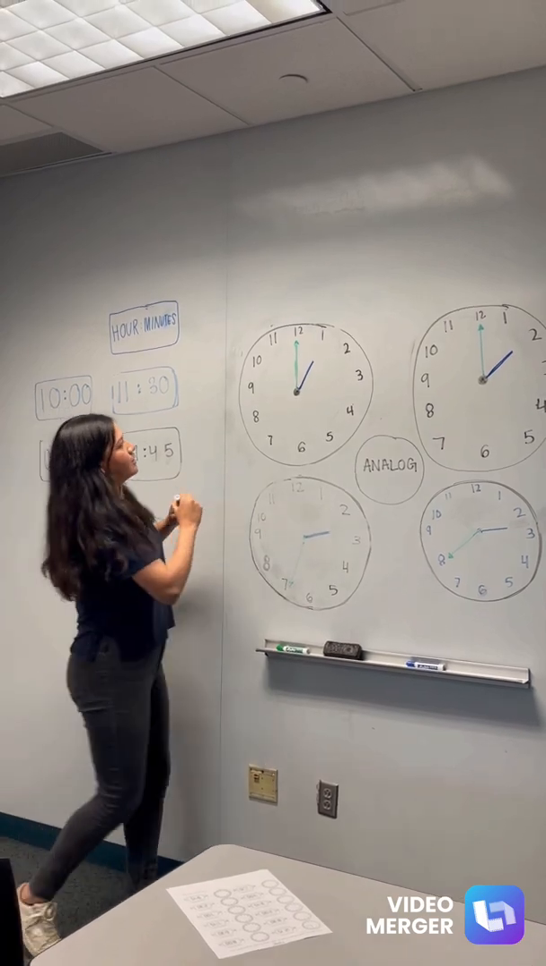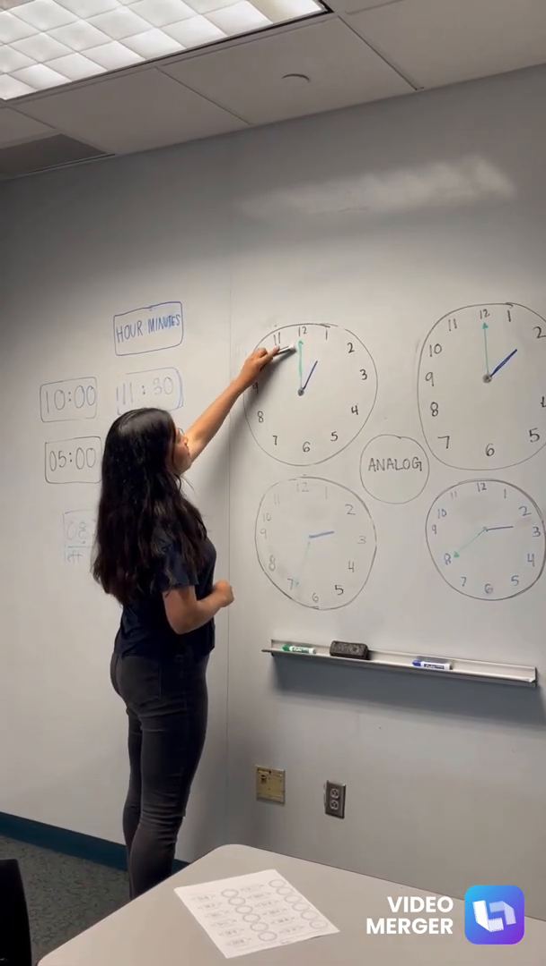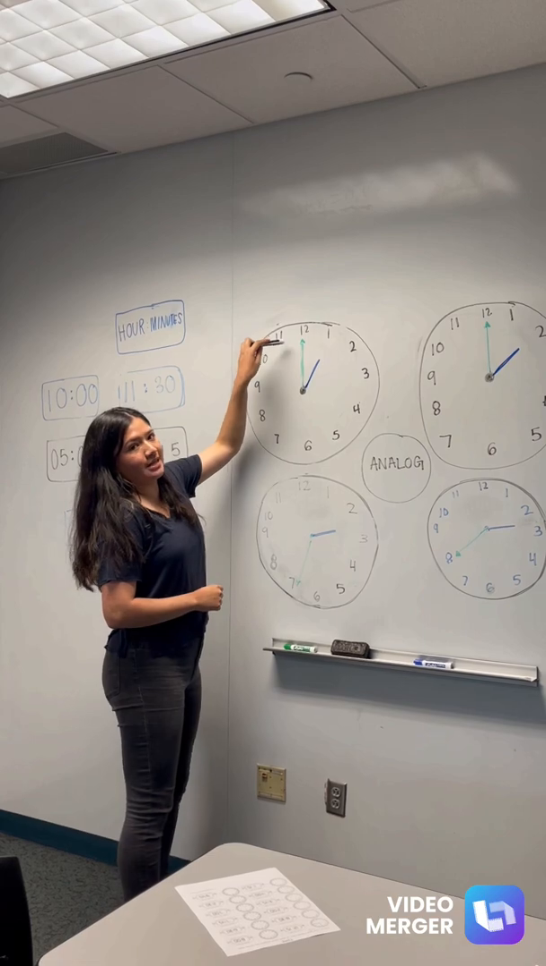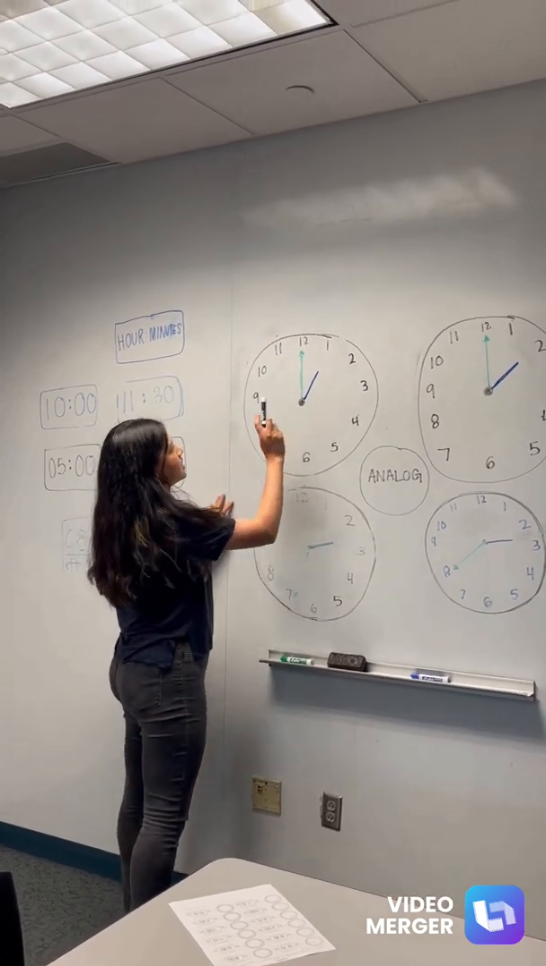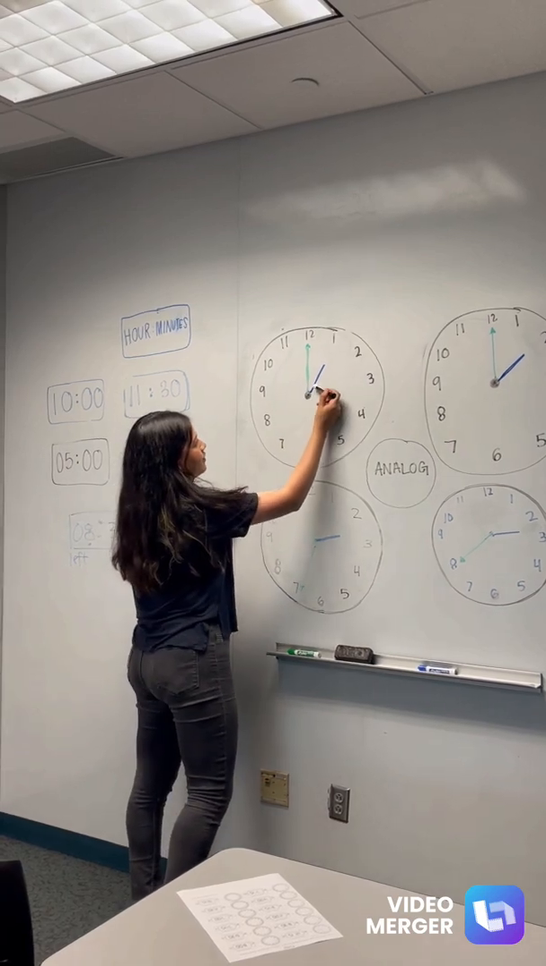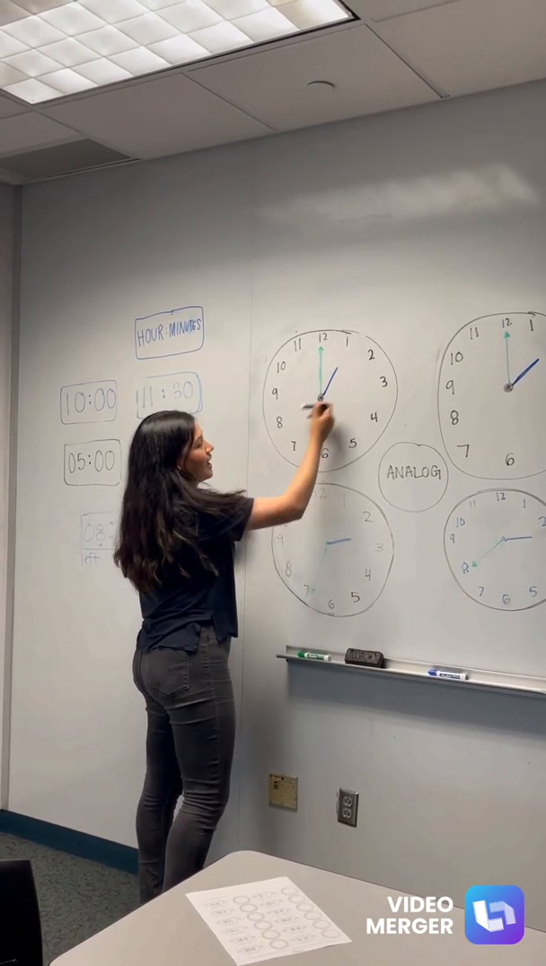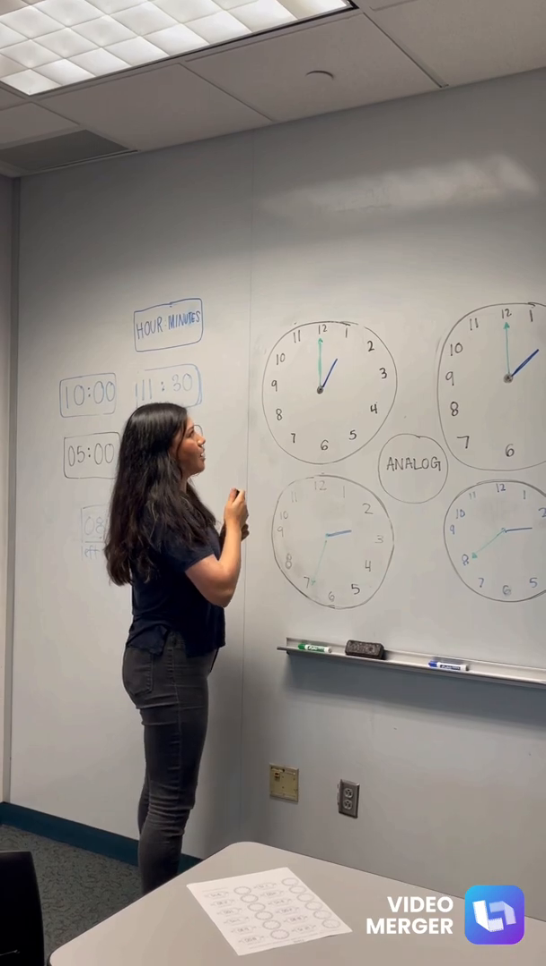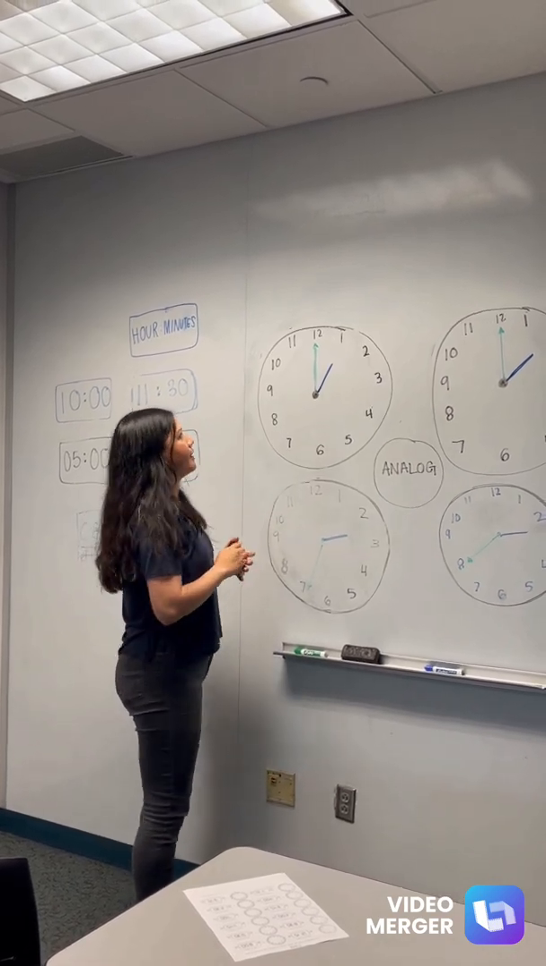So we see here we have a long arrow right here. This is called the minutes hand. So this is going to tell us how many minutes have passed by in the hour. If we see the short one right here, this is called the hour hand, and this is going to tell us what hour of the day that we're in.